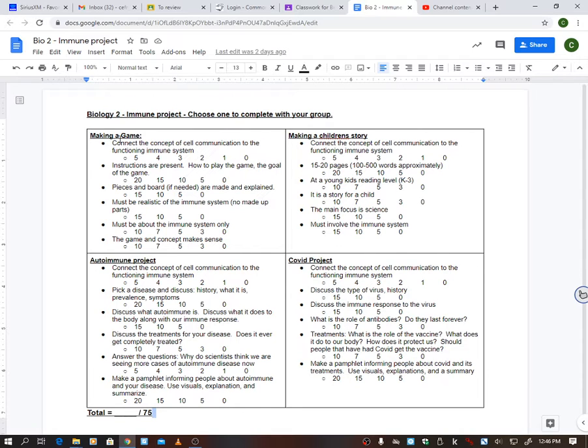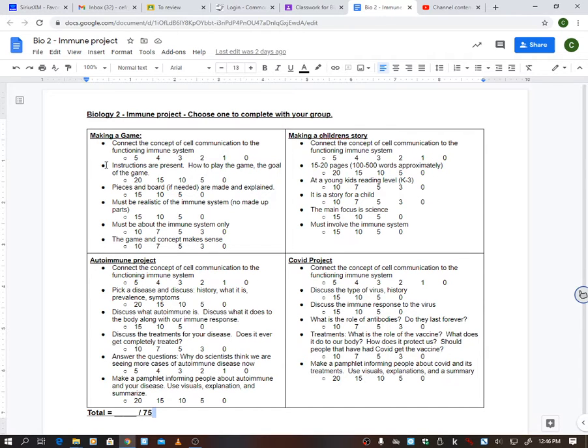So if you're making the game, or if you notice on all 4 of these, the first bullet point is connecting the concept of cell communication to the functioning immune system, right? Our immune system does not function if our cells are not talking, like I say talking in quotes, if they're not communicating with each other, usually through interleukin-1, that IL-1. We learned about that in Why You Feel Crummy When You're Sick, that article we had right before Christmas, and it was in the notes.